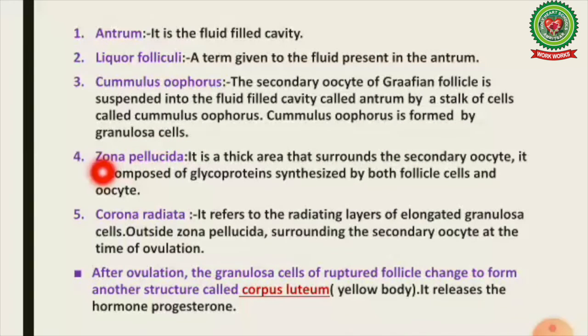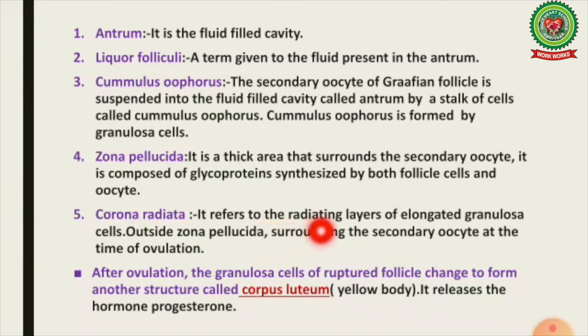The next is zona pellucida. It is the thick area that surrounds the secondary oocyte. It is composed of glycoproteins synthesized by both follicle cells and the oocyte. The fifth one, corona radiata.